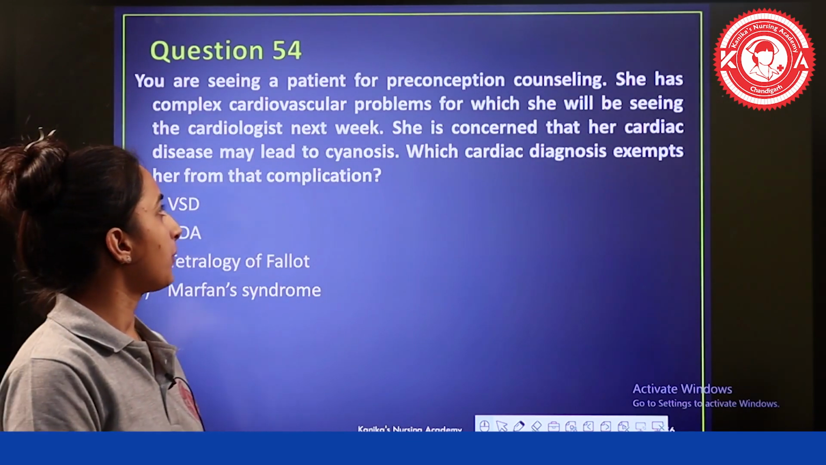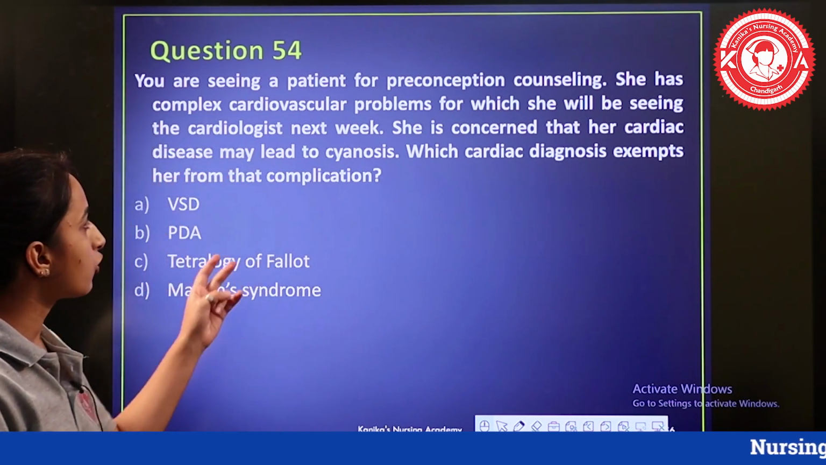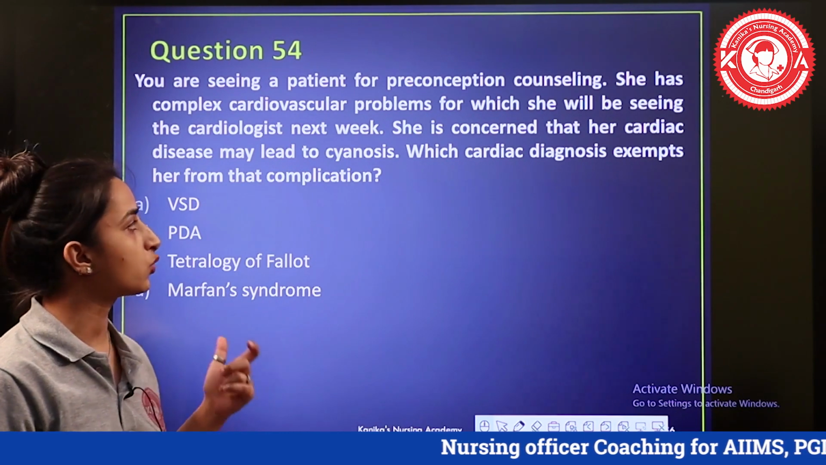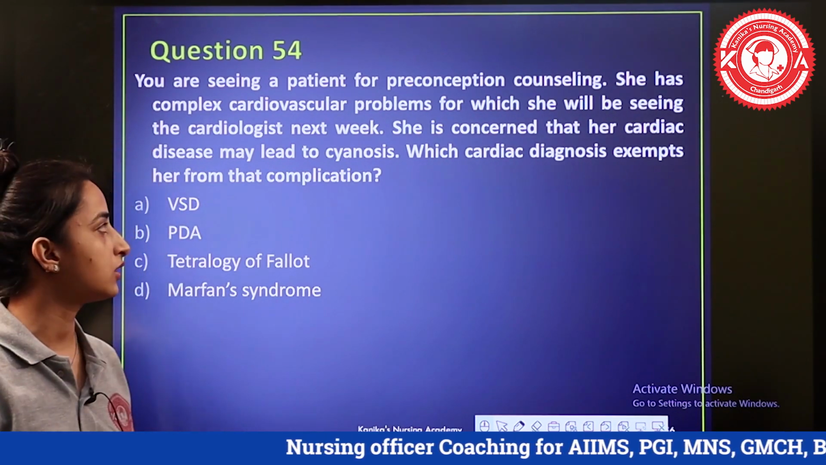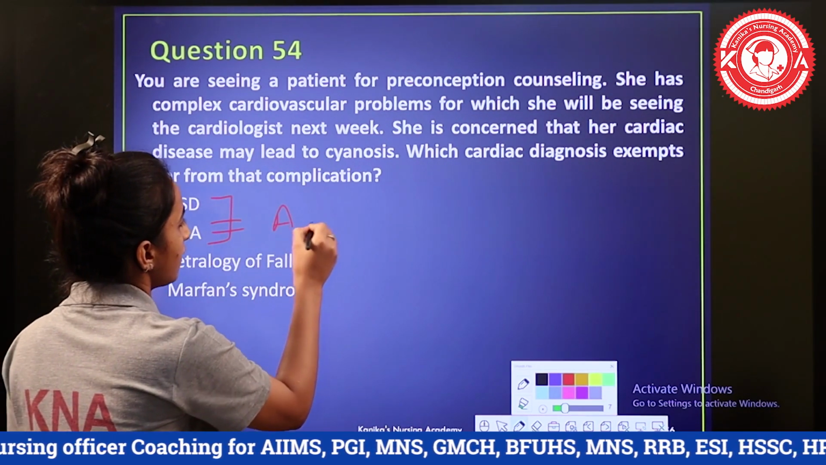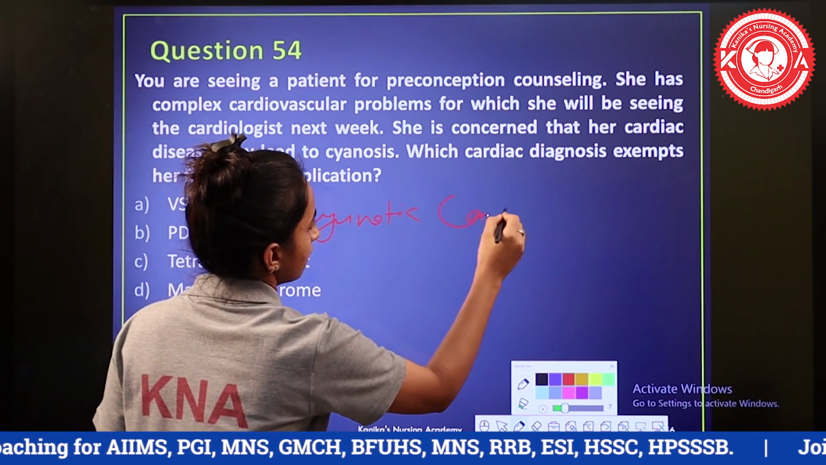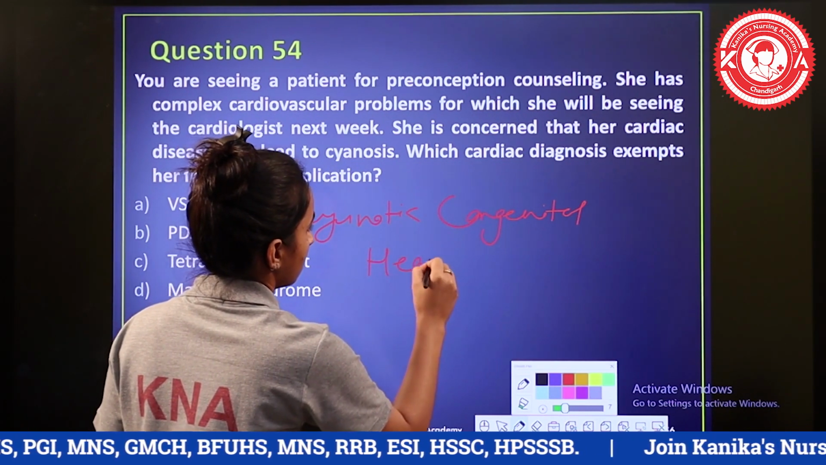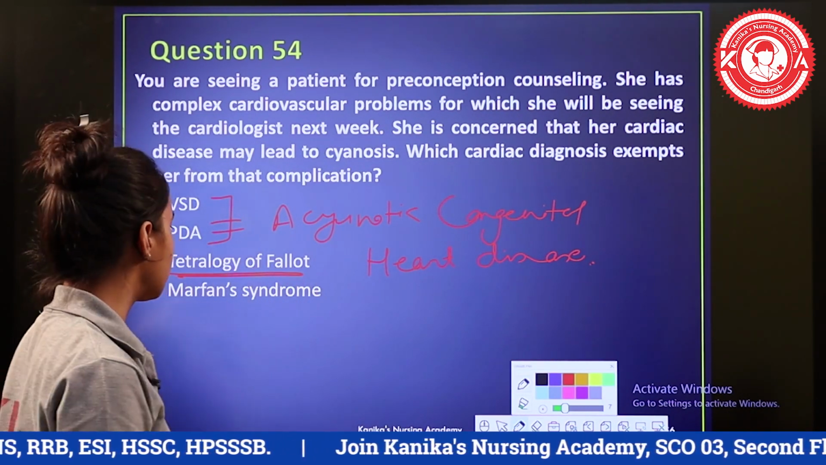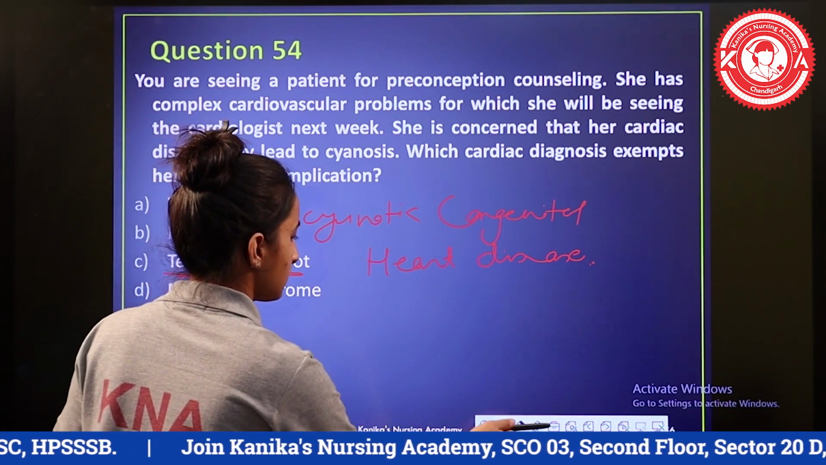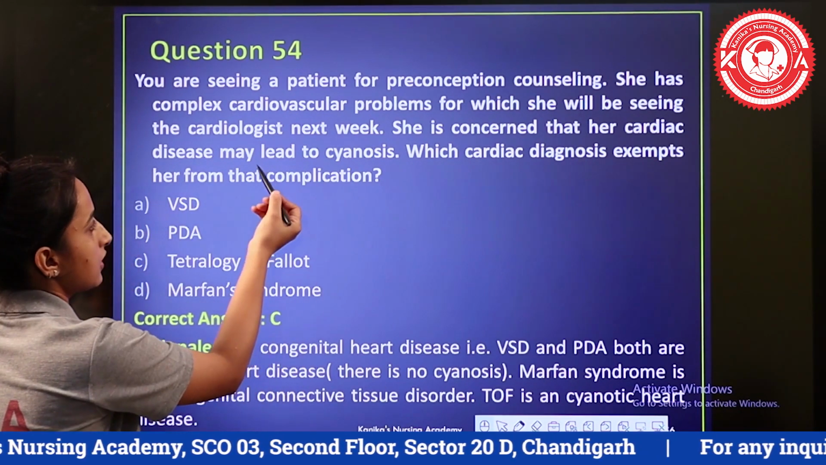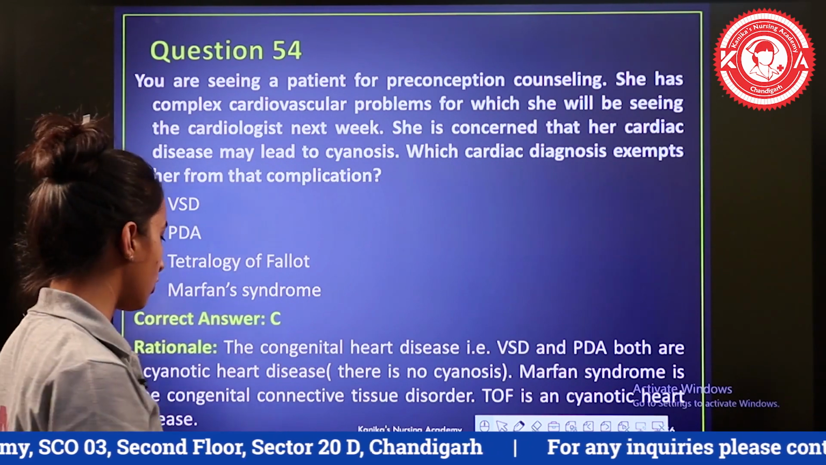Next question is, you are seeing a patient for preconception counseling and she has complex cardiovascular problems for which she will be seeing the cardiologist next week. She is concerned that her cardiac disease may lead to cyanosis, and which cardiac diagnosis exempts her from this complication? So always remember, VSD and PDA both are acyanotic congenital heart disease, right. But tetralogy of Fallot is the cyanotic heart disease. And Marfan syndrome is the congenital connective tissue disorder. So here there is no cyanosis. So obviously the right answer is tetralogy of Fallot.